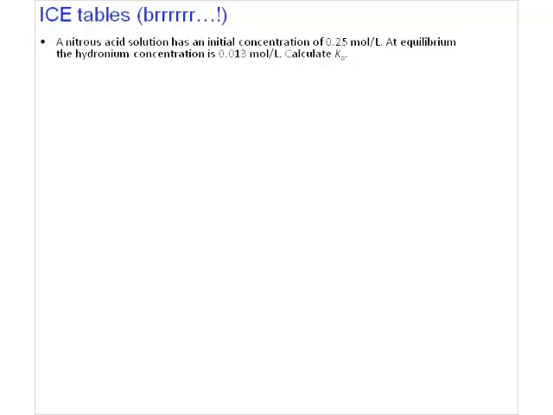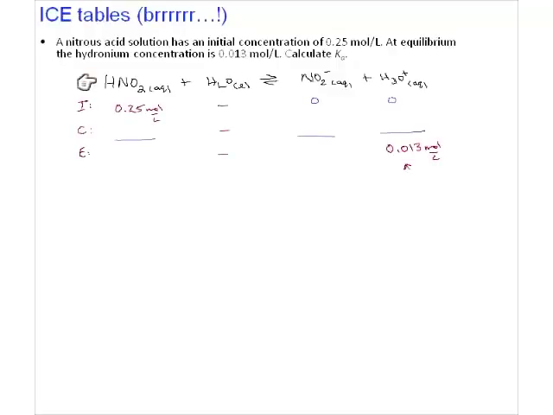So we have to set up an ice table here because we got two different states. We got the initial state for one species, and now we got the equilibrium state for another one. Nitrous acid is going to simply donate its hydrogen to the water, and we're going to produce nitrite and H3O+. Now, this is the initial concentration of the nitrous acid. It was given to me. They didn't give me any of this. They didn't give me any of that. So 0 and 0. They told me that the equilibrium concentration of the hydronium was 0.013. That's that value right there.